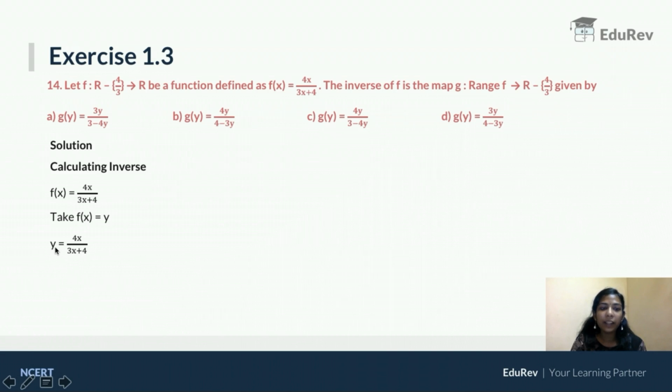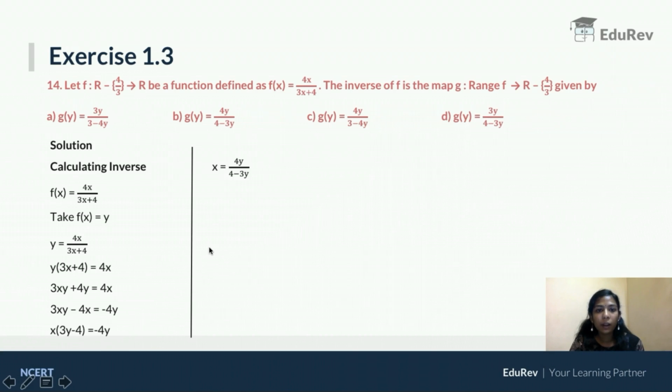I am taking 3x plus 4 to the other side. y into 3x plus 4 is equal to 4x. So 3xy plus 4y is equal to 4x. I'm taking plus 4x to the other side, so it's minus 4x, and 4y to the other side, so it's minus 4y. If I take x common, what will happen? x into 3y minus 4 is equal to minus 4y. So what will be x?